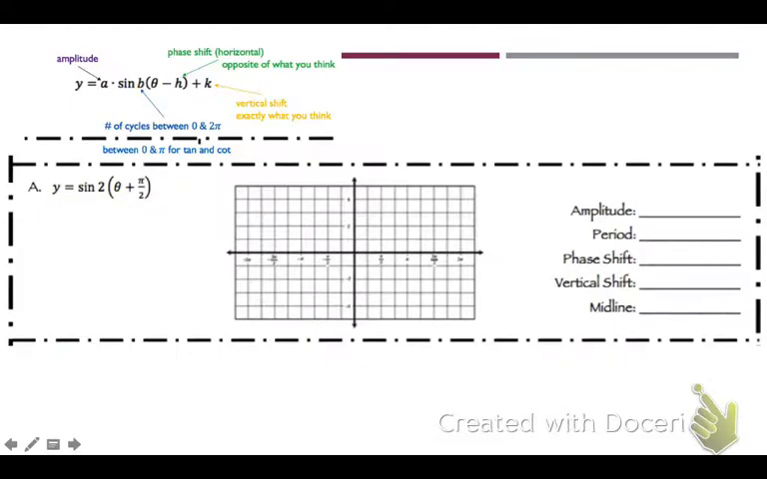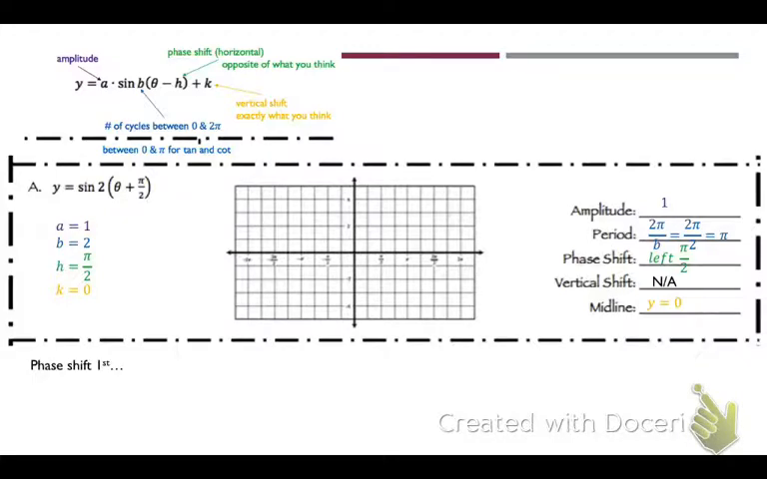Let's go to this one. So first let's label our A, B, H, and K. So our A is 1, our B is 2, our H is pi halves, and we don't have a K, so it's 0. So my amplitude here is 1. My period is 2 pi divided by B, which is 2 pi divided by 2, which is pi. My phase shift is left pi halves. My vertical shift does not exist. We don't have one. And my midline is y equals 0.